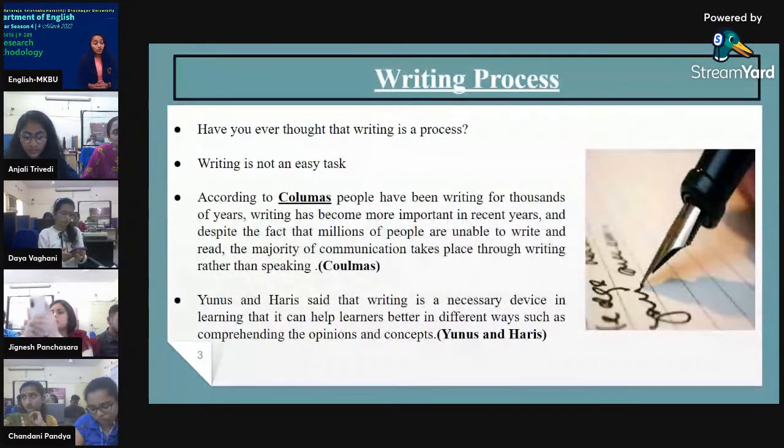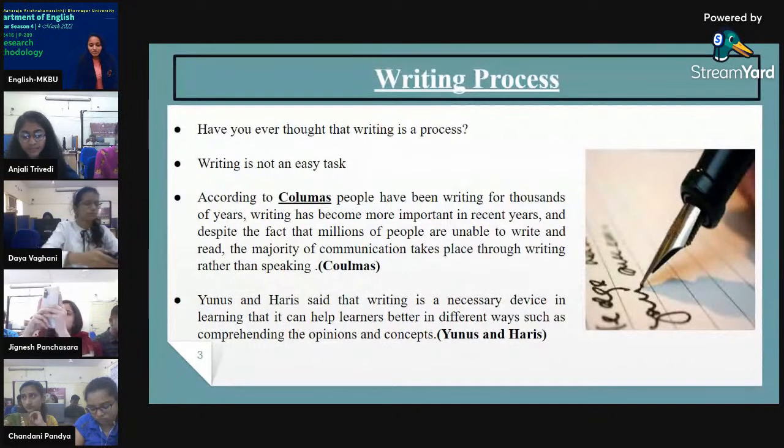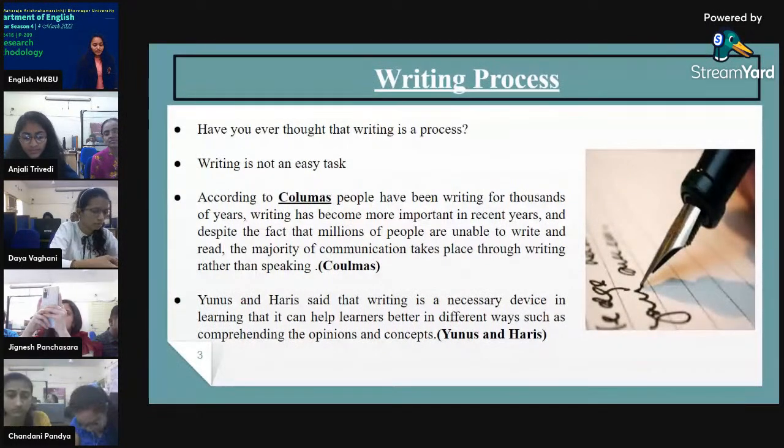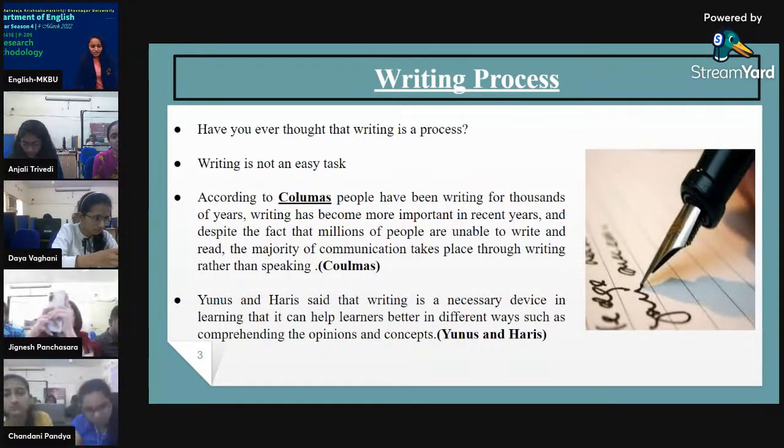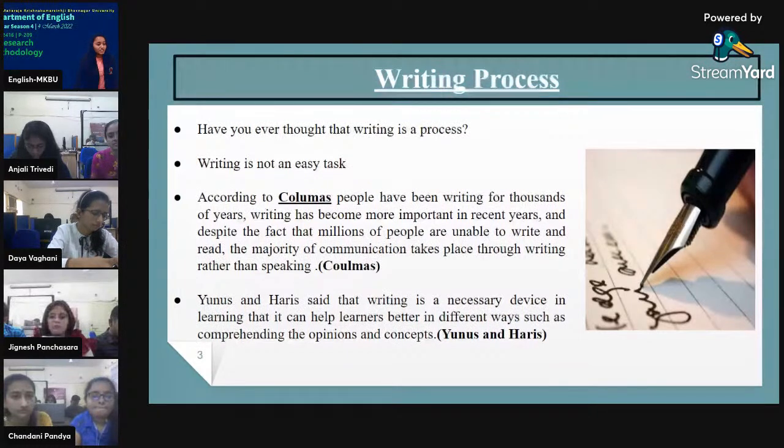Writing has become more important in research here. And despite the fact that millions of people are unable to write and read, the majority of communication takes place through writing rather than speaking. So writing is very important here. And Eunice and Harris have also argued that writing is very necessary for the students.